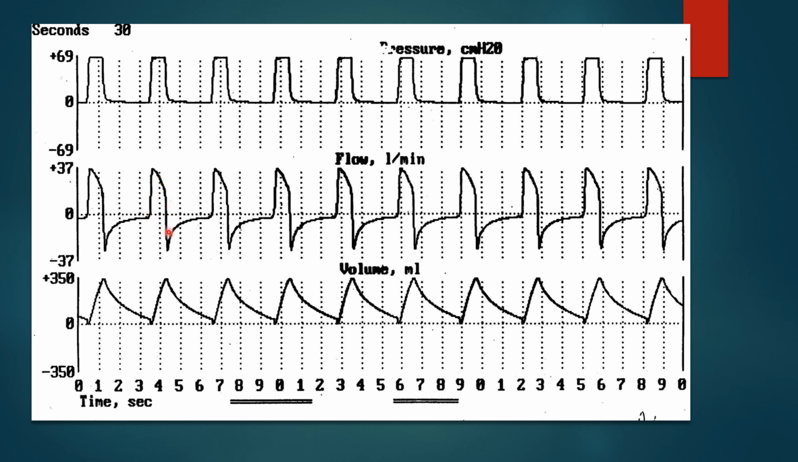Now, we can remedy this. Sometimes we can just shorten I time a little bit to lengthen E time. In this situation right here, it looks like the I time is already pretty short, and so maybe the best way to give this patient more time to exhale would be to decrease the respiratory rate on the ventilator, and that would give him more inspiratory time and expiratory time.